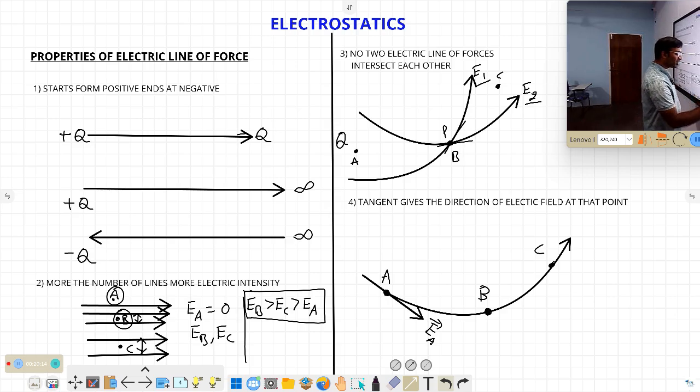Now, what is the direction of the electric field at this point? At this point, you take a tangent, and that gives the direction of the electric field at this point. This is the direction of the electric field at this point, which we can write as EB. Similarly, what is the electric field direction at this point? Here also you draw a tangent. A tangent is nothing but, geometrically, a straight line that gives the direction of the electric field at this point.